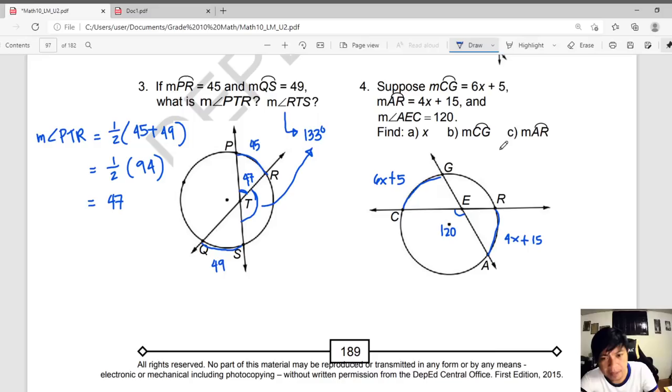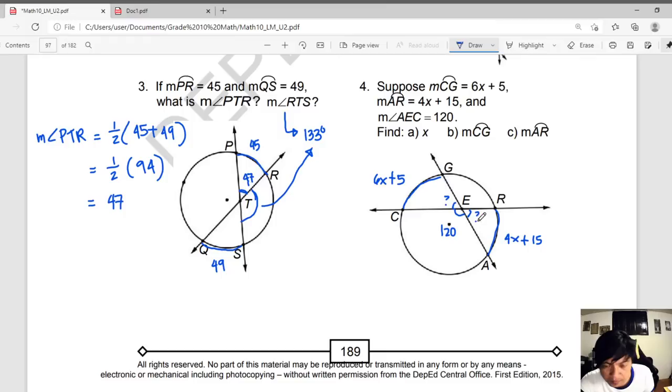But the problem is, we don't have the measure of any of these angles. We don't have the measure of this one. We don't know the measure of that, right? But we can use this 120 to find the measure of the angle here and here.